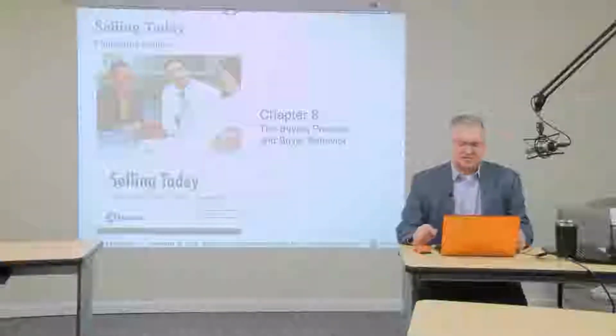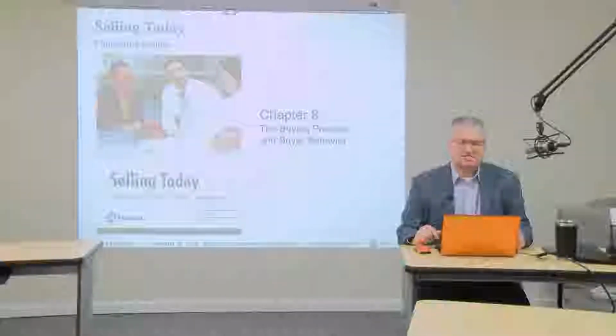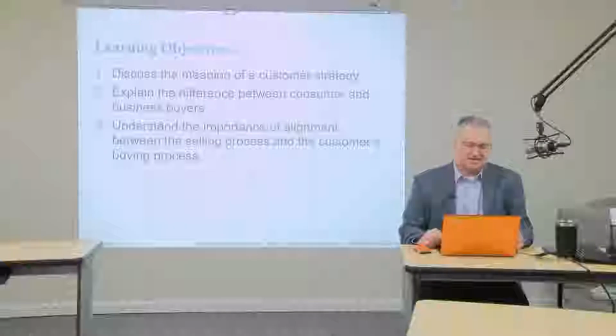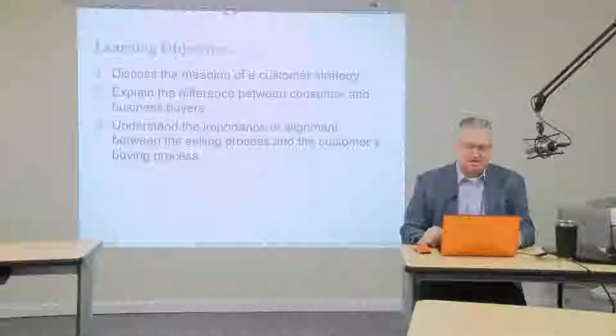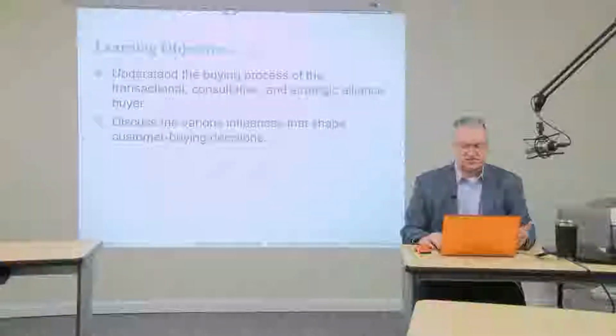So selling and sales management is going to be involved, this chapter, in the buyer process and buyer behavior. A couple of things we're going to talk about is the meaning of a customer strategy, the difference between a consumer and a business buyer, understanding the importance of alignment between the selling process and the customer's buying process, understand the buying process of transactional, consultative, and strategic alliance buyers, and discussing the various influences that shape customer buying decisions.